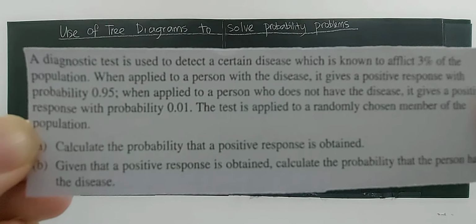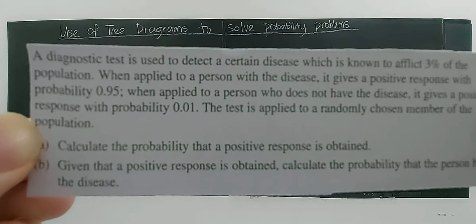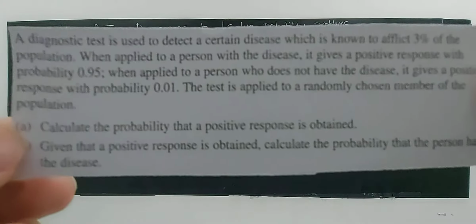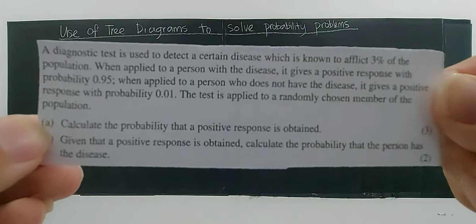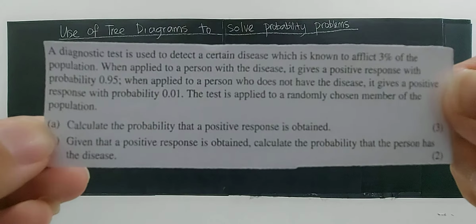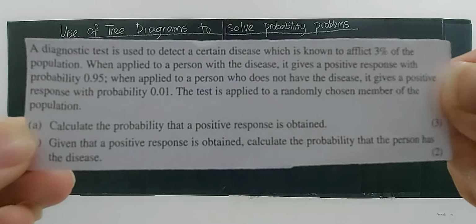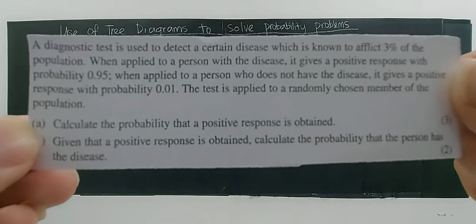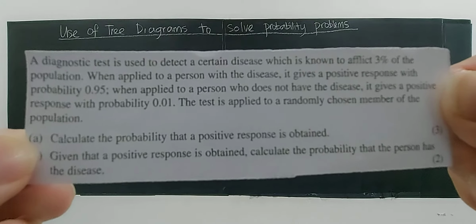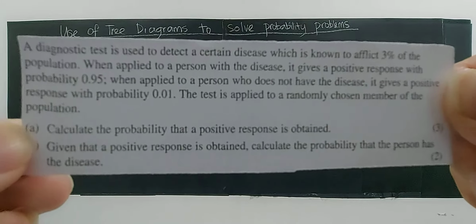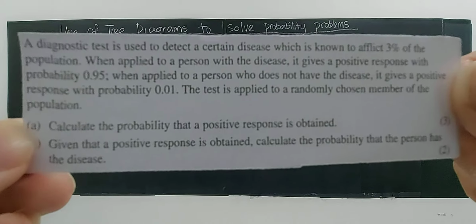When applied to a person with the disease, if the person has the disease, it gives a positive response with 0.95. When applied to a person who does not have the disease, it gives a positive response with 0.01, which is 1%.